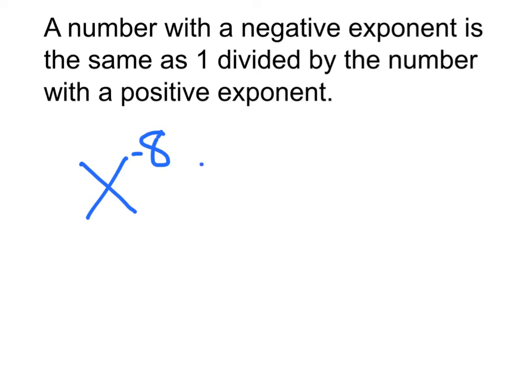So it says that this is the same as 1 divided by the number with a positive exponent. So x to negative 8 is the same as 1 over x to the 8th. So these are the same thing. These are equivalent. Here the exponent is negative. Here it's positive, but we can see it's divided by 1.